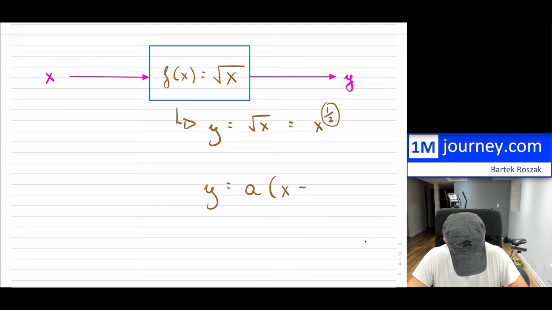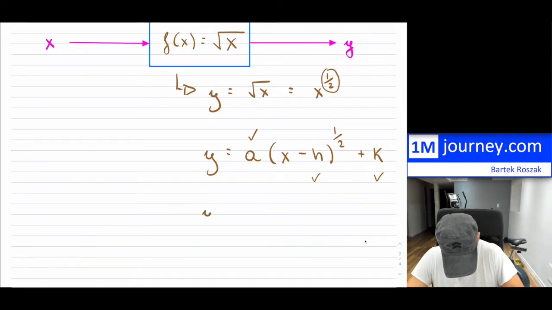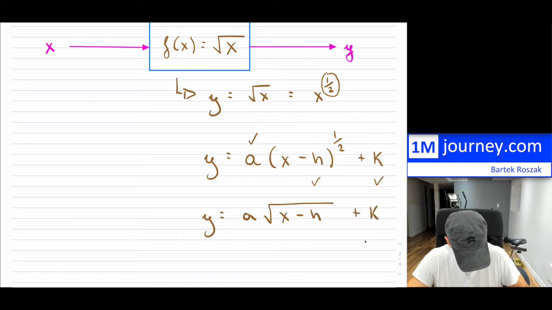And then you're going to have an x minus h, except now it's to the 1/2. And then it's going to be, let's say, plus your k, which turns out to be your vertex. Now, it's not necessarily a vertex per se, but that's where this particular function will start. And then you're going to be scaling it appropriately, either making it positive, negative, or blowing it up, or whatever it is that you do. And if you write this out in the radical form, instead of having it as an exponent, this is just going to be the square root of x minus h, plus your k. It's going to look like this.